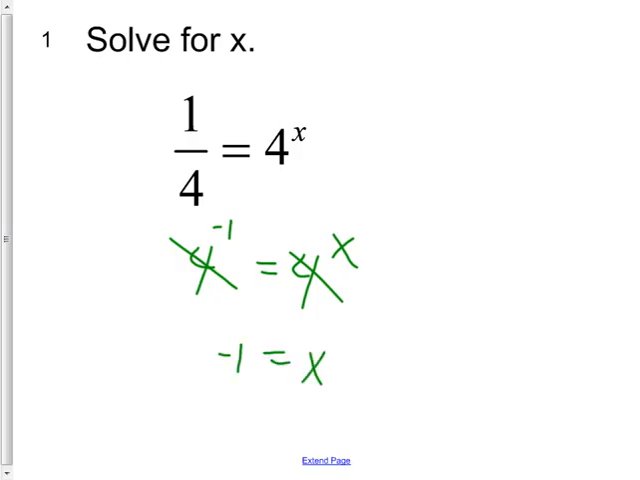And so what does x have to be? -1. So get them to be the same base, and once you've got them to be the same base, cancel those bases, and then your answer will be that the exponents have to be equal.